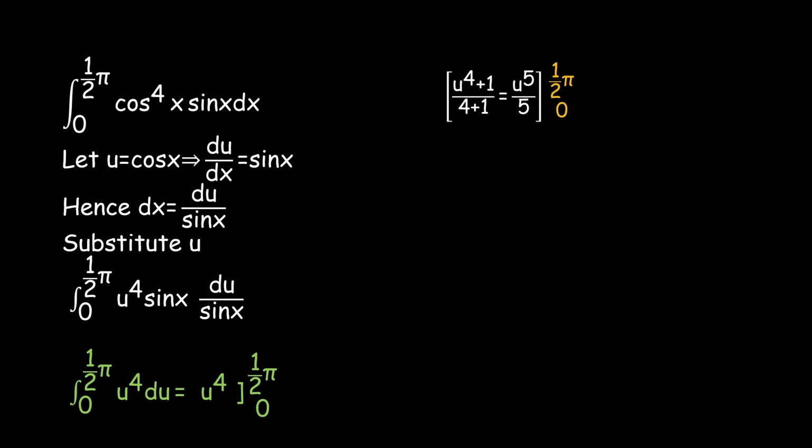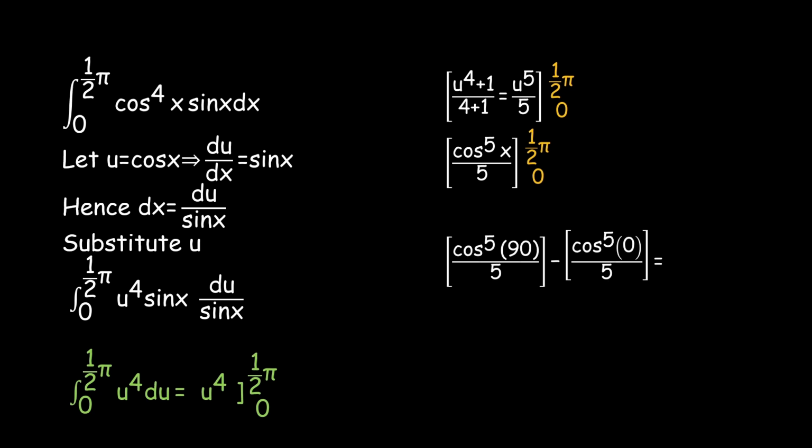Okay, u is cos x, so we're going to have to replace that back into our equation, and we have our final answer as cos to the power 5 x over 5. The limits are 0 to half pi, so we substitute the limits again and we subtract. So this will be basically cos to the power 5 of 90 degrees minus cos to the power 5 of 0 all over 5, and our final answer is negative 1/5.